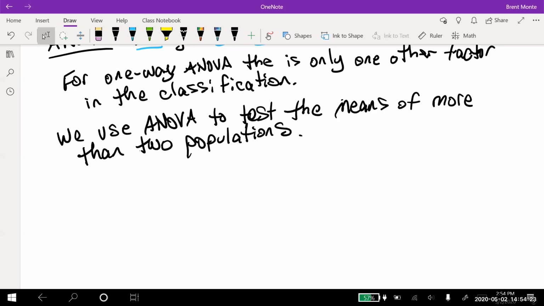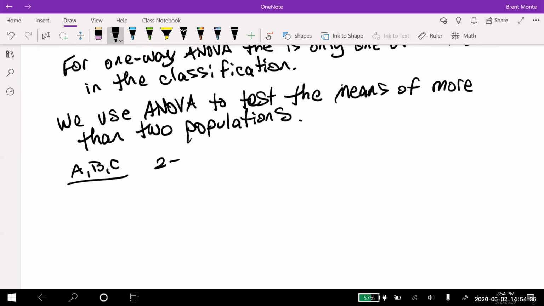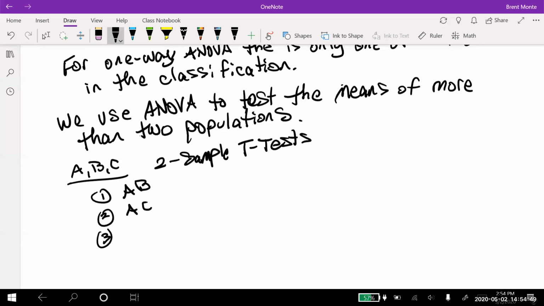Now, you could do multiple two-sample t-tests. So if I had 3 populations, say I had populations A, B, and C, if I wanted to do 2-sample t-tests, I would have to do one of them with A and B. I'd have to do another one with A and C, and I'd have to do a third one with B and C. So I'd have to do 3 separate tests.